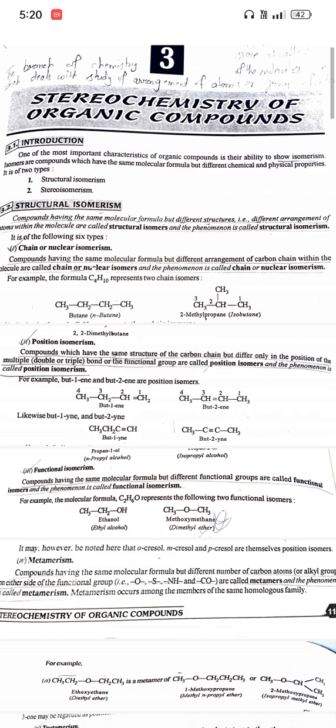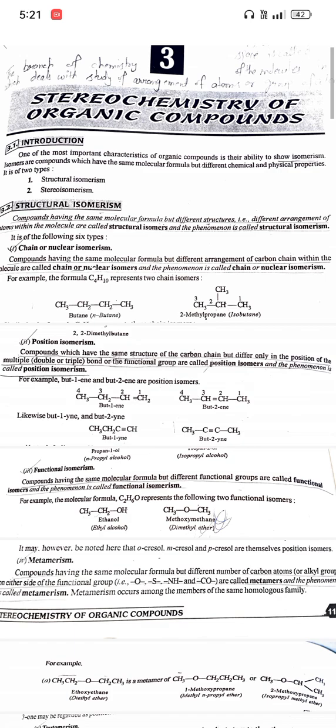Introduction. One of the most important characteristics of organic compounds is their ability to show isomerism. Isomers are compounds which have the same molecular formula but different chemical and physical properties. It is of two types: structural isomers and stereoisomers.